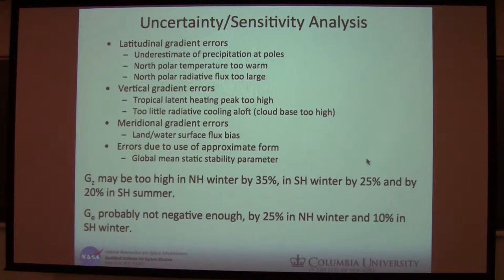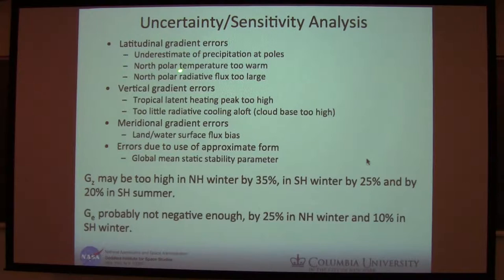The first category is latitudinal gradient errors. We call them that because GZ and GE depend on gradients of temperature and heating. We know that GPCP underestimates precipitation by about 10 to 15% globally. We know the uncertainty of GPCP is largest at high latitudes, so we thought the worst case scenario for our results would be if all of that underestimate took place at the poles. So we created a synthetic data set in which this was the case and computed GZ and GE using that.